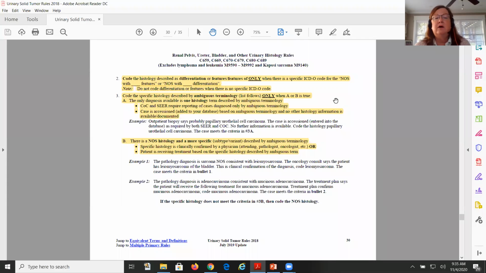abstracting community has had a hard time unlearning. We do not code histologies described by ambiguous terms unless the physician has confirmed the histology described by the ambiguous terms, or the patient is being treated for the histology described by the ambiguous term. And then also only if the tumor described by the ambiguous term is the only term that you have in your medical record that makes the case reportable.